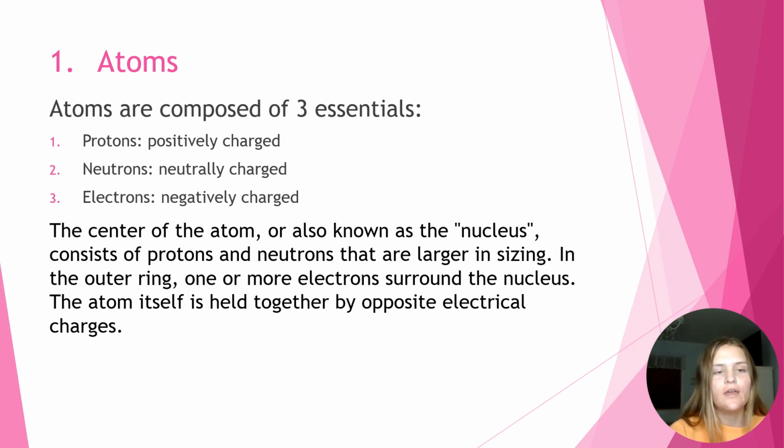Okay, so starting off with atoms, I want to kind of simplify this a little bit. Atoms are composed of three essentials: protons, which are positively charged, neutrons, which are neutrally charged, and electrons, which are negatively charged. The center of the atom, also known as the nucleus, consists of protons and neutrons that are larger in size. In the outer ring, one or more electrons surround the nucleus. The atom itself is held together by opposite electrical charges. So in order for something to attract, they have to be opposite charges. There's going to be a picture in the next slide that represents this illustration.